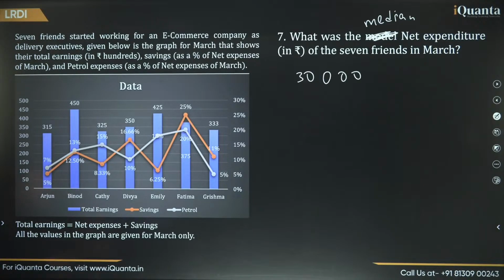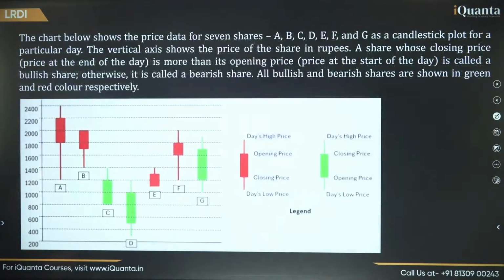Cool. Let's try and solve the first question. Here we have the first question. It says, the chart below shows the price data for 7 shares A, B, C, D, E, F, and G. This is candlestick pattern. You must have seen that in stock exchange. As a candlestick plot for a particular day, the vertical axis shows the price of share in rupees. A share whose closing price is more than its opening price is called a bullish share. ठीक है ना? Bullish कौन सा होगा?